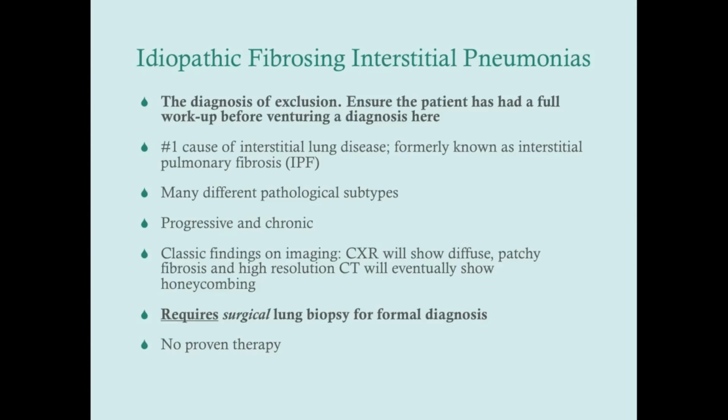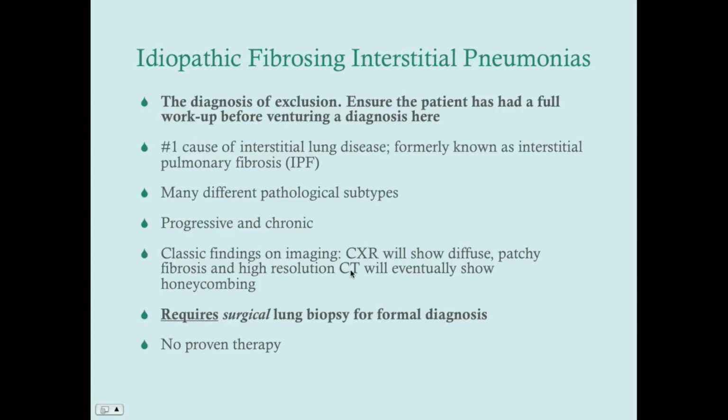Okay. I wouldn't worry about differentiating the pathological subtypes for the USMLE. That's more of a step 1 question. Step 2 and 3, you should just know this is the diagnosis of exclusion and that it is a restrictive lung disease. And I would also know that it requires surgical lung biopsy for formal diagnosis. You cannot diagnose this without a surgical lung biopsy.